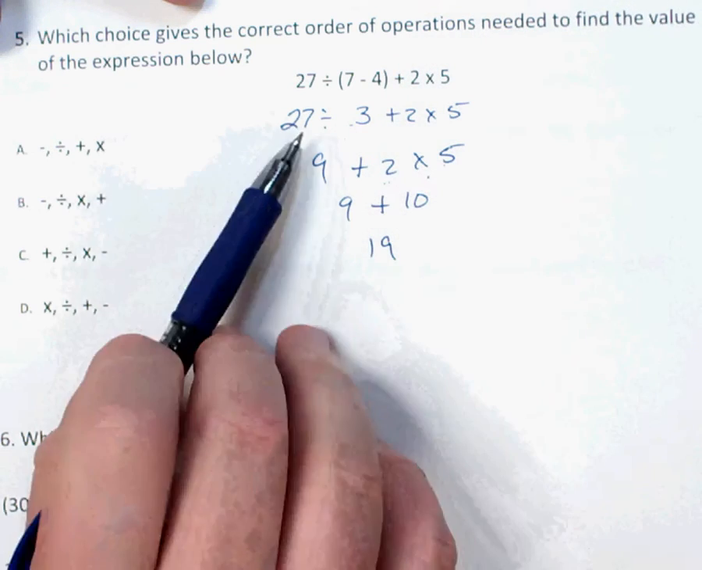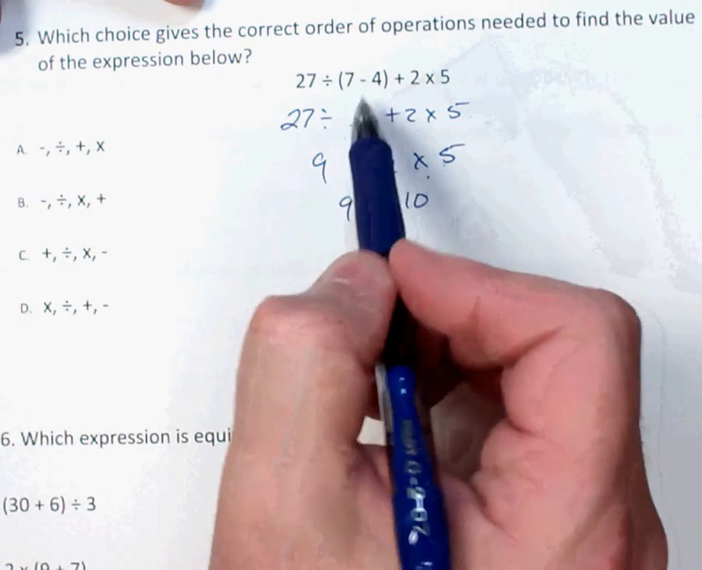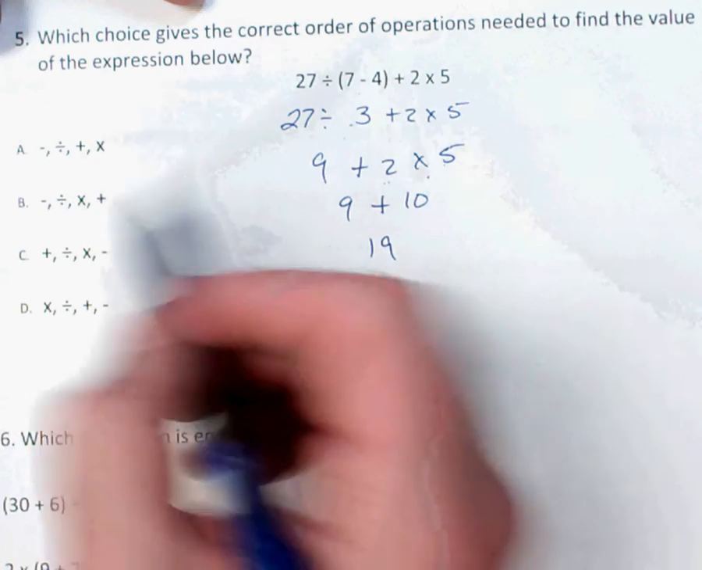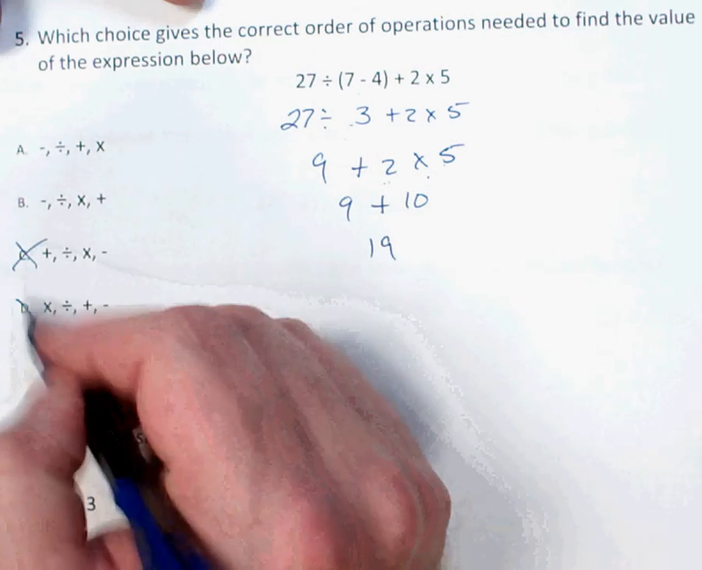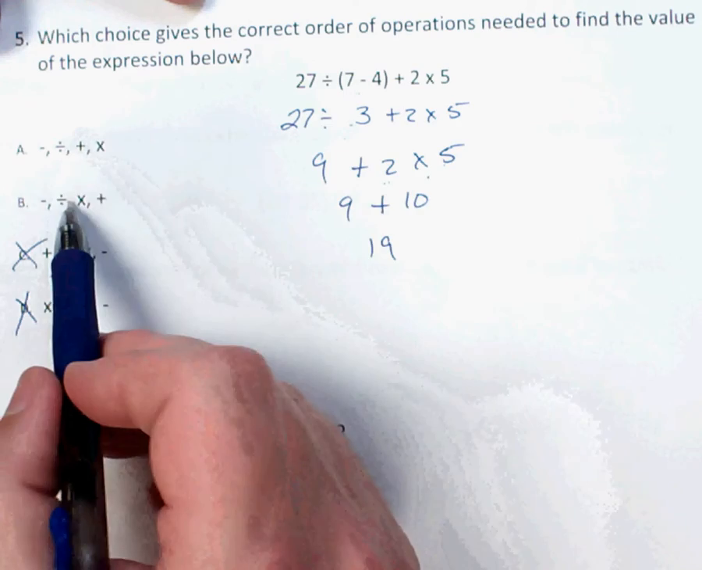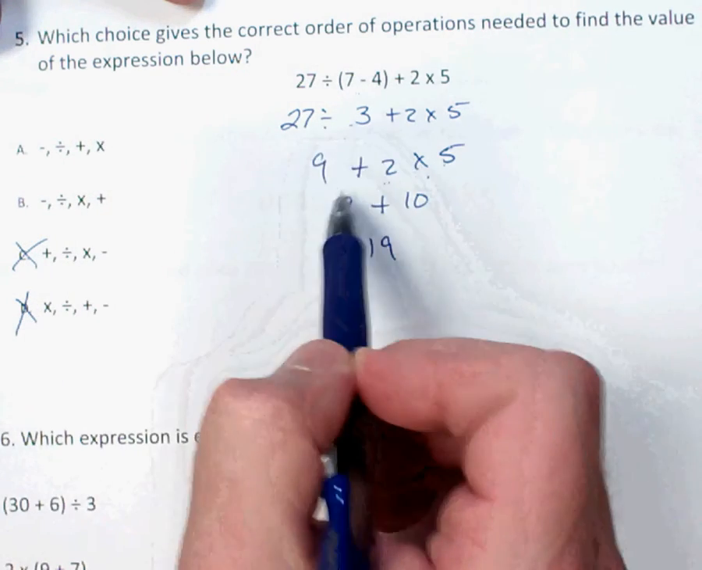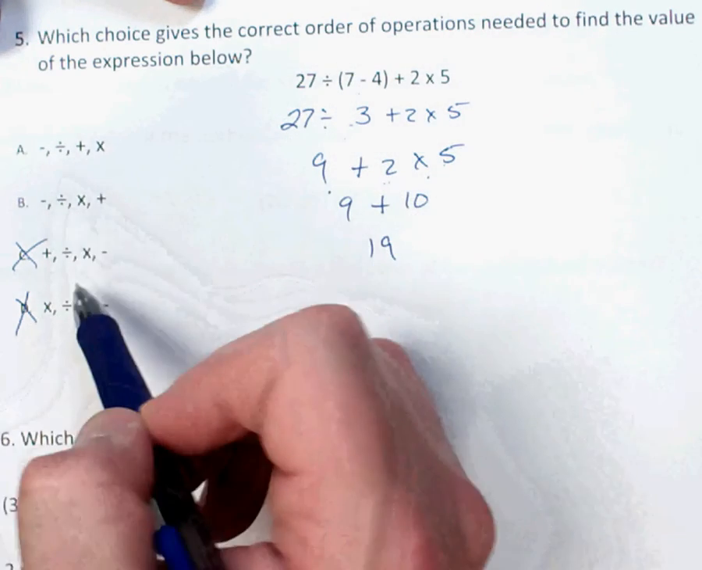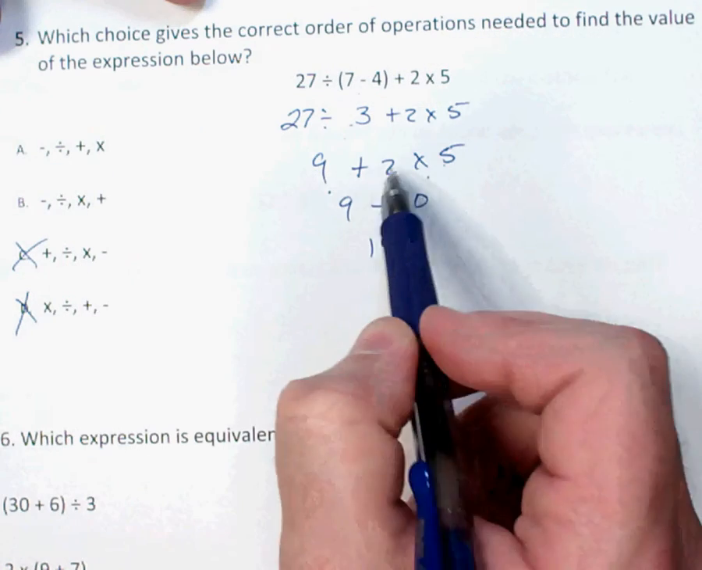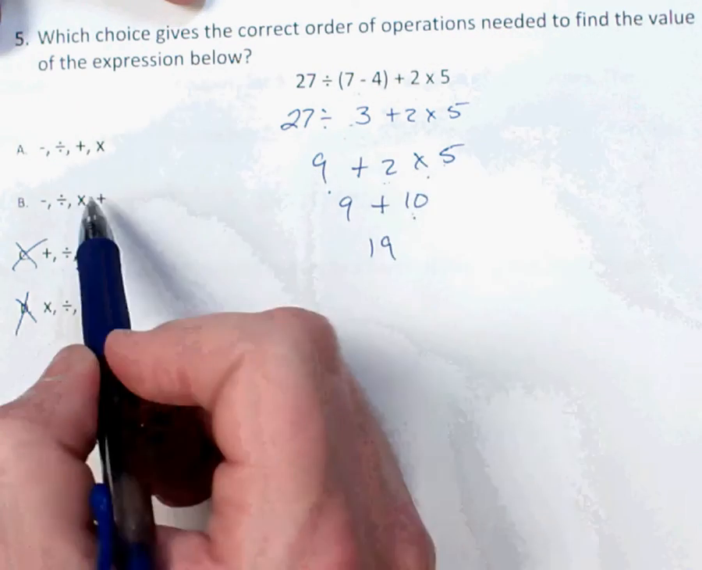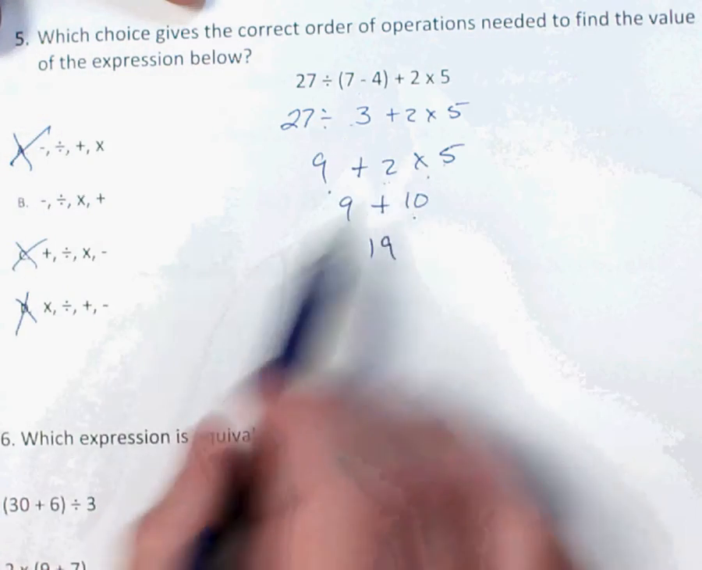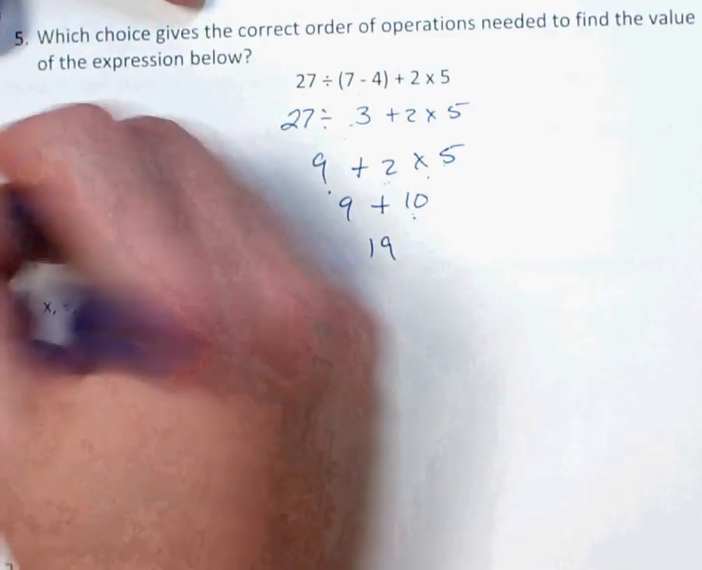So the first thing I did was I multiplied. No, I'm sorry, the first thing I did was I subtracted in those parentheses. So C and D don't work. Second step, I divided 27 by 3. All right, so A and B still working. Third step, I multiplied 2 times 5. So that eliminates A. Fourth step I added, so B is my correct answer.